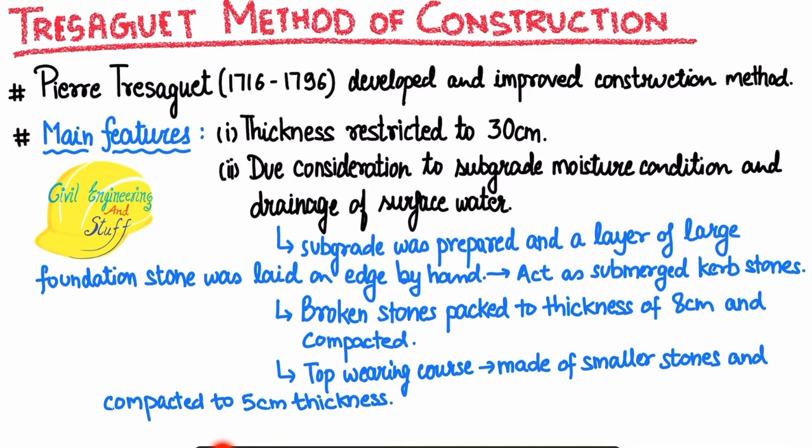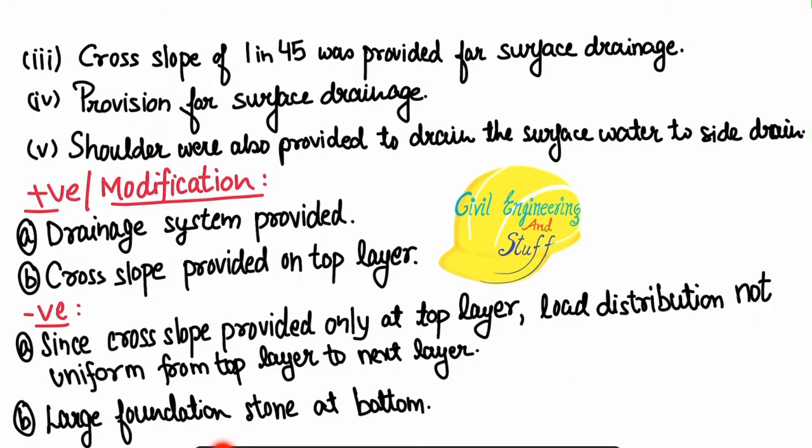Large foundation stones were used, and then above that comparatively smaller stones were used. Now the voids between the large stones used in this Trusgate method were also filled by smaller stone particles. Apart from that, another main feature was that the cross slope was provided. The cross slope of 1 in 45 was provided for the surface drainage, which leads to the next main feature, that there was a provision of surface drainage. And then shoulders were also provided to drain the surface water to the side drain.